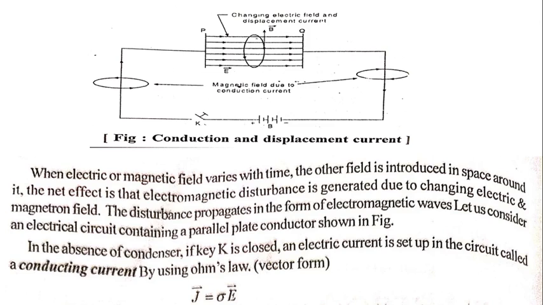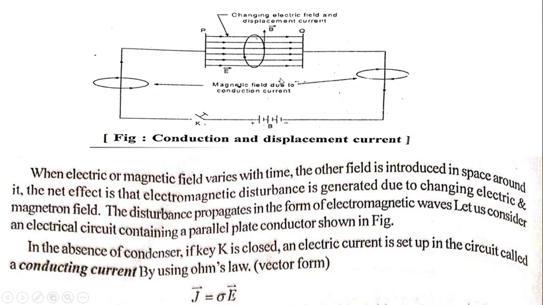When an electric or magnetic field varies with time, the other field is induced in the space around it. The net effect is that an electromagnetic disturbance is generated due to the changing electric and magnetic fields. The disturbance propagates in the form of an electromagnetic wave. Let us consider an electrical circuit containing parallel plate conductors as shown in the figure. See in the figure.